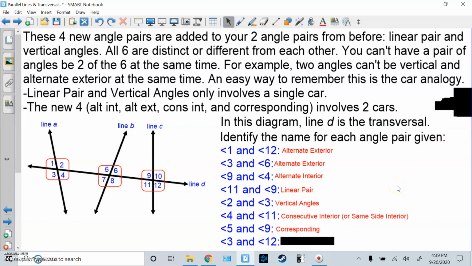Alright, 3 and 12. 3's here, 12's here, so no line B, they're on the outsides. They're not alternate interior, exterior. They are the same side, but unfortunately, same side exterior or consecutive exterior is not an official name, so we're going to say no official name given. So if it's same side exterior or consecutive exterior, just say no official name.